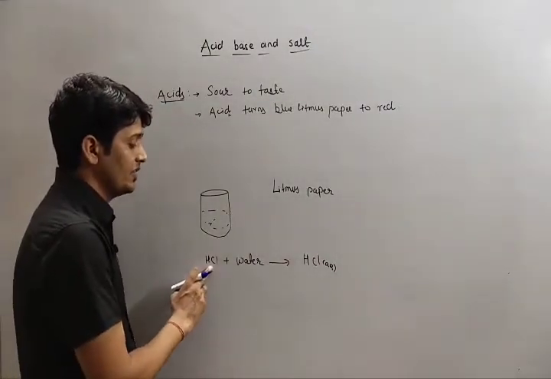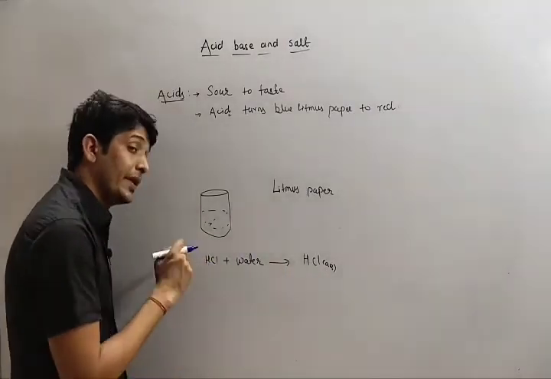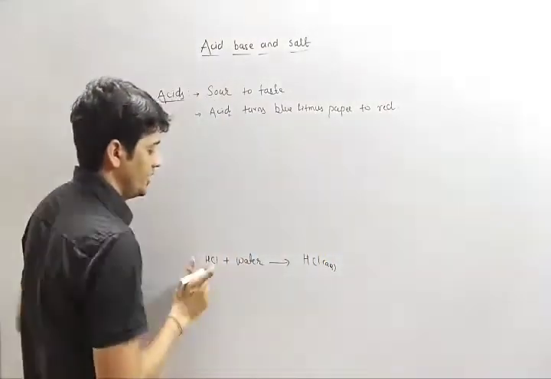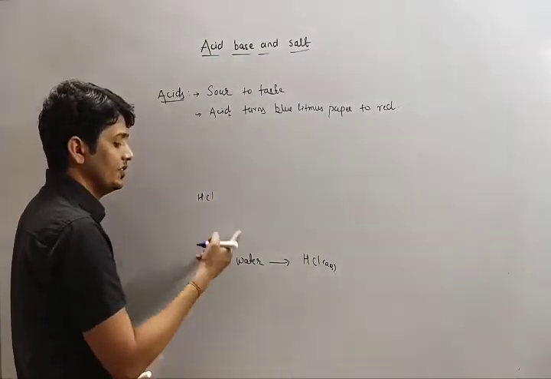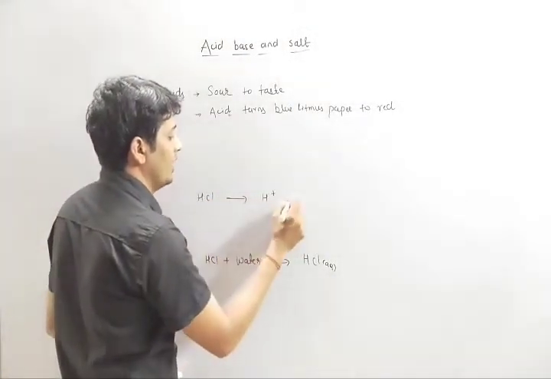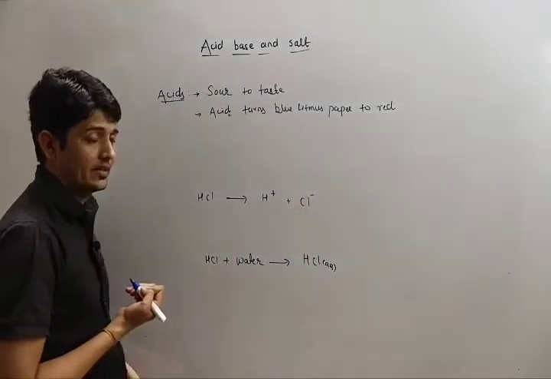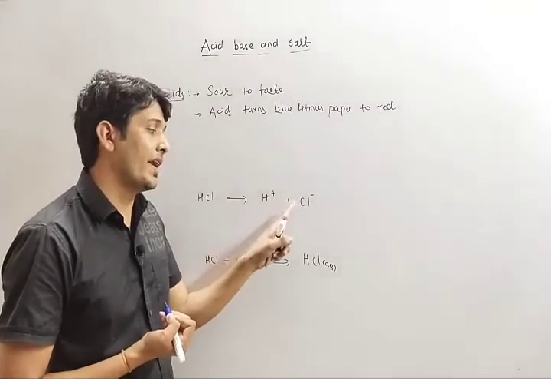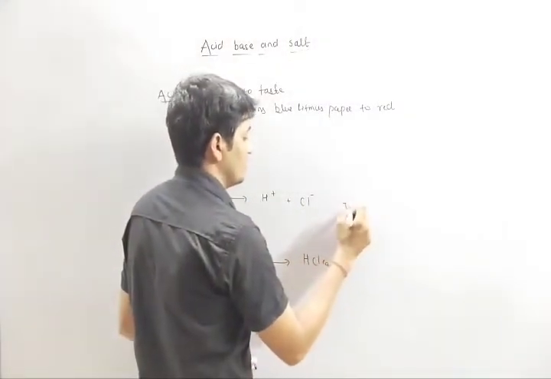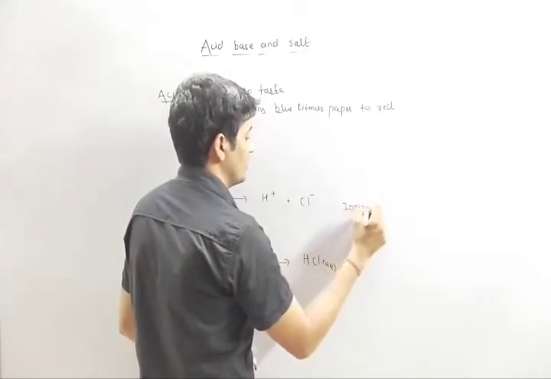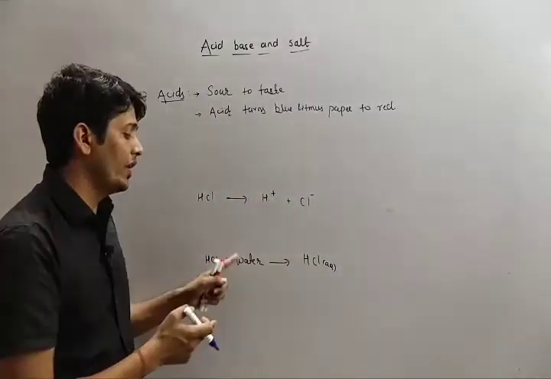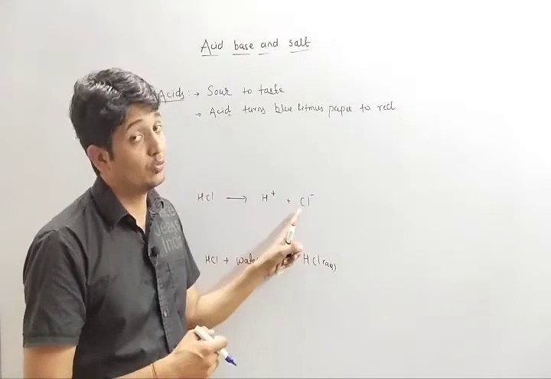When acids dissolve in water, they break down. So what will be the reaction? See, when HCl is dissolved in water, it breaks down to form H positive ion and chloride negative ion. They dissociate to form ions. This process is called ionization. Or you can say HCl dissociates when dissolved in water to form ions.